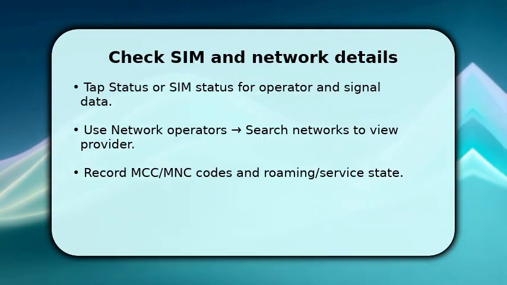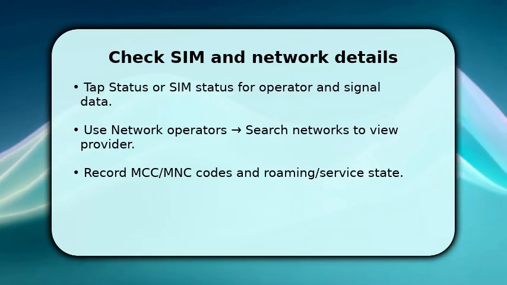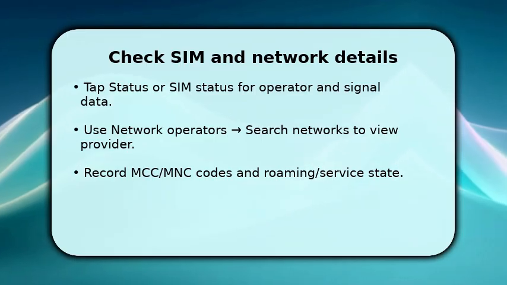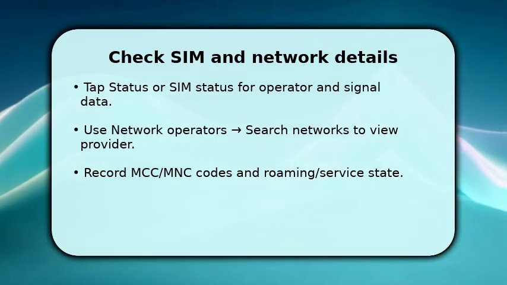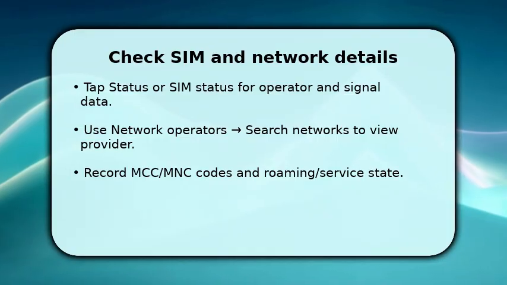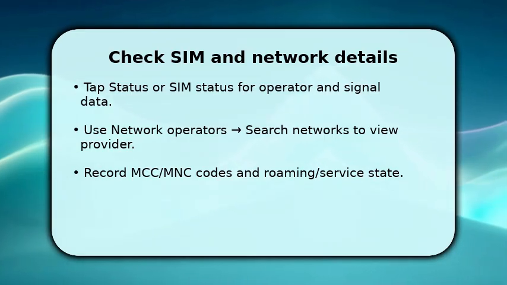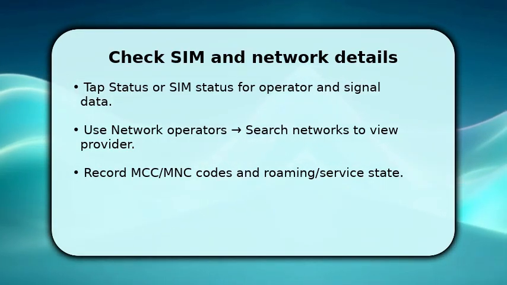Then go to Network Operators and choose Search Networks to surface available carriers. That can reveal whether the SIM locks to one provider. Also record MCC and MNC codes shown. They map to specific carriers and are vital for final verification. If the displayed operator differs from expectations, keep a note for troubleshooting.